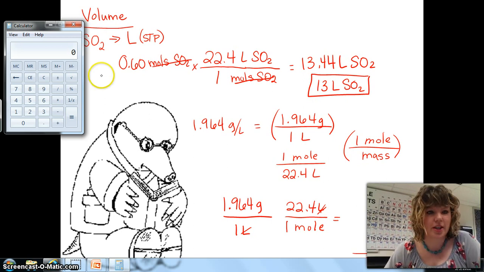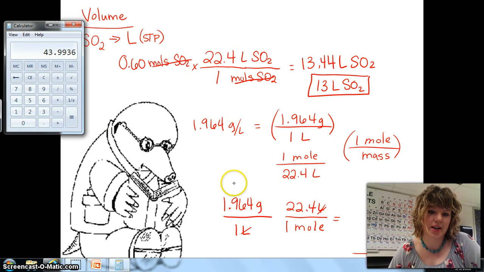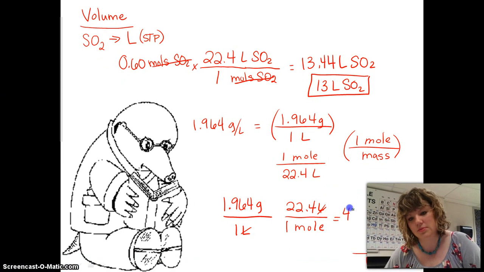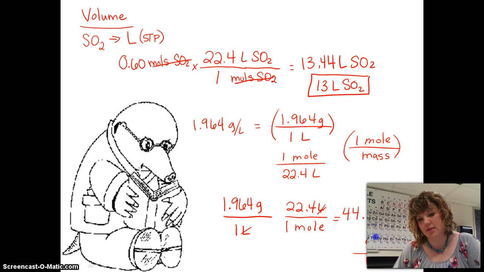So let's go ahead and do the 1.964, and we're just going to multiply it because it's on top right here, by the 22.4, and that's going to give us 43.99. We need 3 sig figs, so that's going to round up to 44.0 grams per mole, or you could of course write it out as grams per mole like this, or like this. Either way is great.